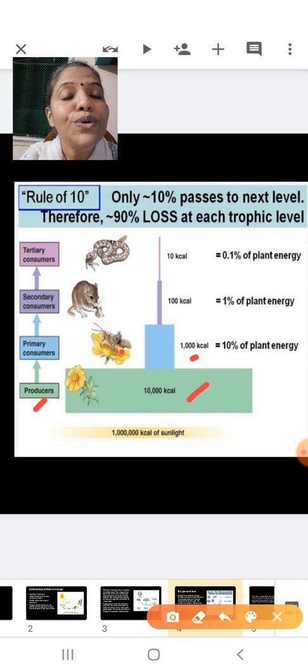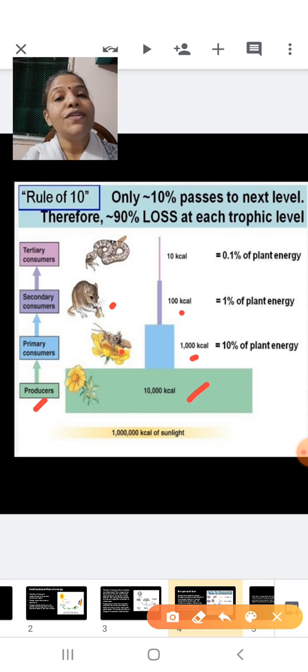Again, it is going to utilize a lot of energy for its own life processes. So now when the grasshopper is going to be eaten up by a mouse, let me tell you again, 10% of energy is going to be transferred. So out of the 1,000 kilocalories, you can see 100 kilocalories are only moving ahead.